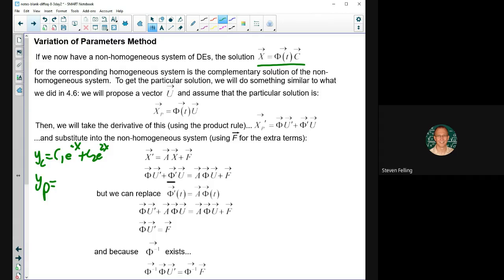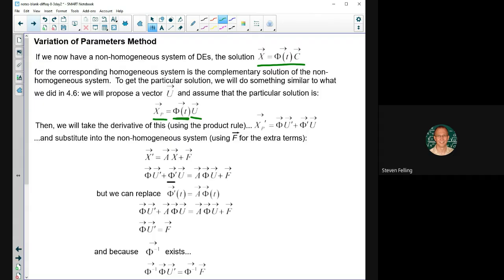And we're going to postulate a yp. Remember we said we're just going to replace this with a function times e to the negative x, some sort of a function u. If you recall, we did that. We postulated that there was some function of the variable times the complementary solution to get the particular solution. We're going to do something like that here. We're going to postulate that the particular solution is the fundamental matrix, which itself is a solution based on the corresponding homogeneous equation, times some other vector u.